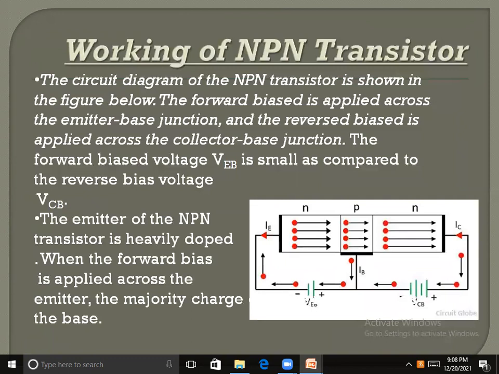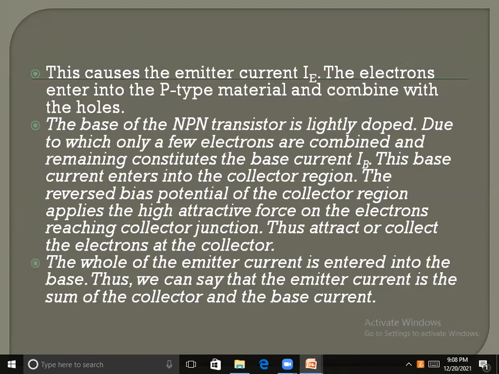Now, working of an NPN transistor. The circuit diagram of the NPN transistor is shown in the figure below. The forward bias is applied across the emitter base junction and the reverse bias is applied across the collector base junction. The forward bias voltage VEB is small as compared to the reverse bias voltage denoted by VCB. The emitter of the NPN transistor is heavily doped. When the forward bias is applied across the emitter, the majority charge carriers flow into the base. This causes the emitter current IE.